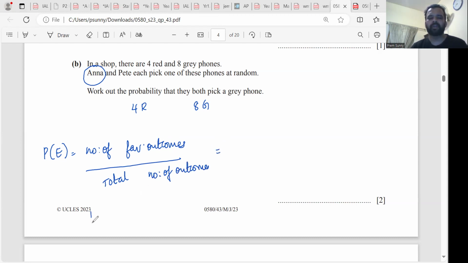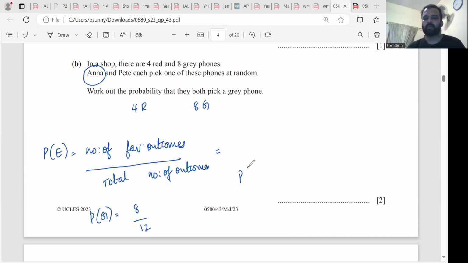So probability of getting a gray for Anna, since she is picking the phone first, let's consider that she is picking the phone first. So favorable outcomes, how many gray phones are there? There are 8 gray phones. And then we have altogether total number of phones, there is 8 plus 4, 12.